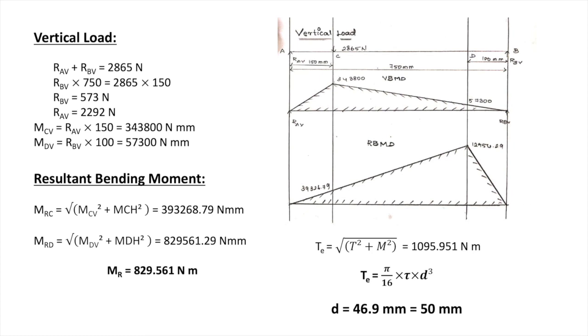You could also use various design data books and check for the standard values there. If you go via the design data book, you will find the value as 48 mm, but here I have roughly considered it to be 50 mm. So now this is how we have designed a shaft, and this design is safe.